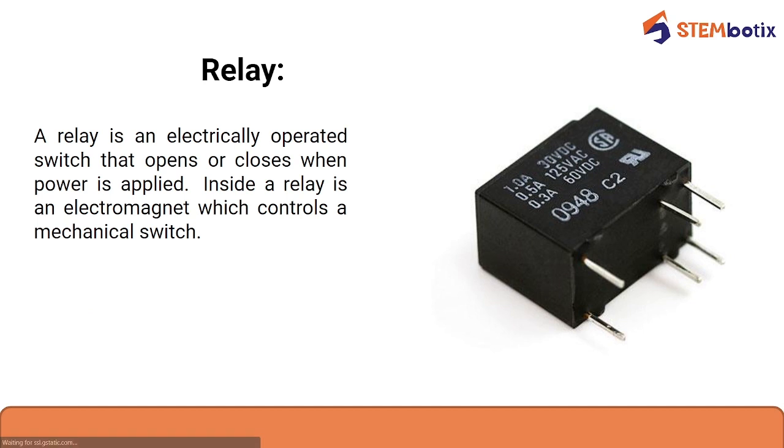Then after we have relay. So relay also is a switch. A relay is an electrically operated switch that opens or closes when power is applied. Inside a relay is an electromagnet which controls a mechanical switch. Means it does only the turning on and turning off operation, but it does so on an electromagnet basis.